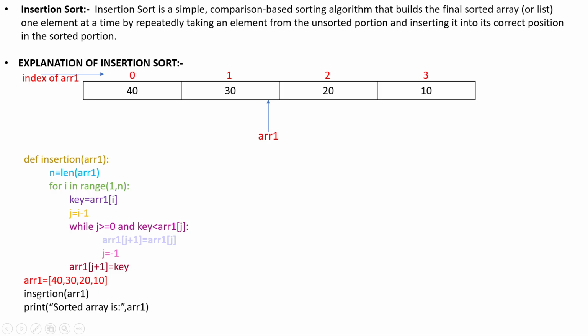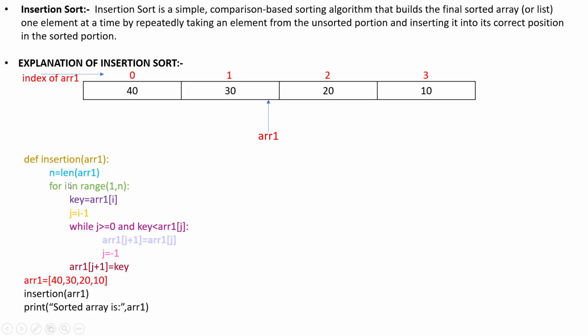In the last video I took the function as bubble. Here I took insertion as my function, and inside that insertion I have put one parameter, ARR1. So def insertion(ARR1), and inside that function I have given the definition n equal to length of array. This n variable consists of the length of the array. Now my length of the array is 4.